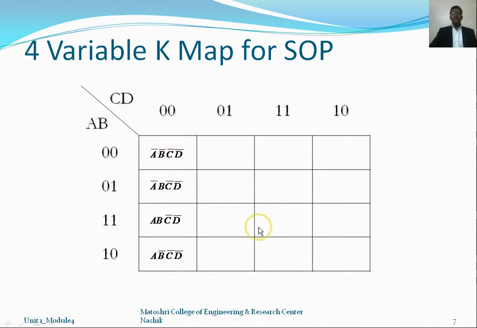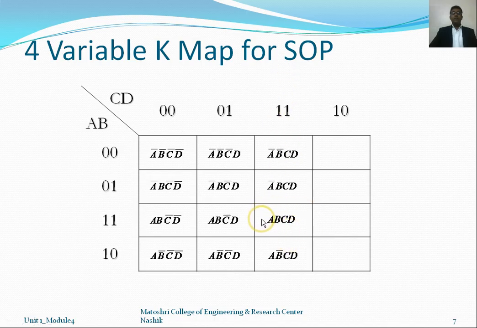Similarly, you have to find out the location for this cell. Here, from the row side the value of A and B is 1 1, and from the column side the value of C and D is 1 1. So that's why it's A, B, C, D without complements, because the value is 1. And similarly for all the locations we have to indicate in this way. Each cell contains a single product term, and these are the 16 product terms we have shown here.